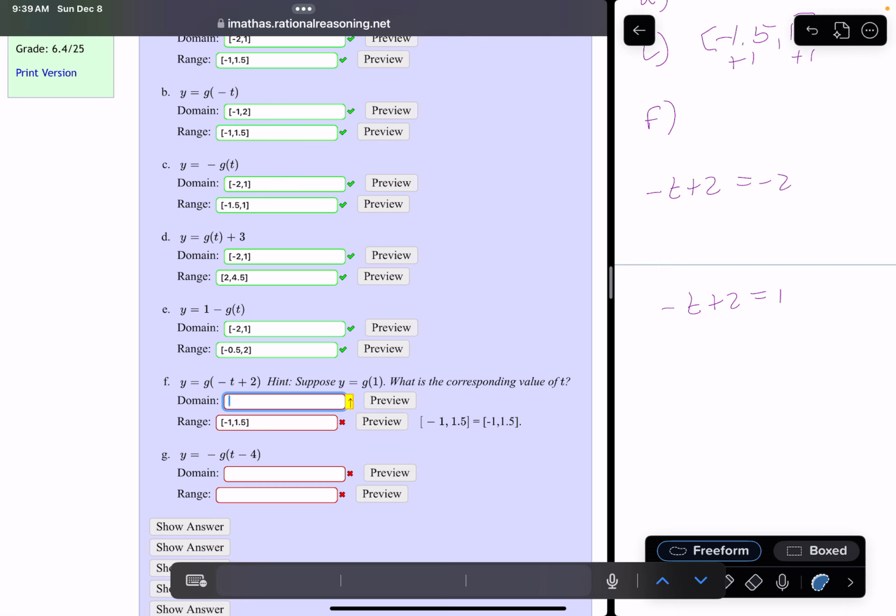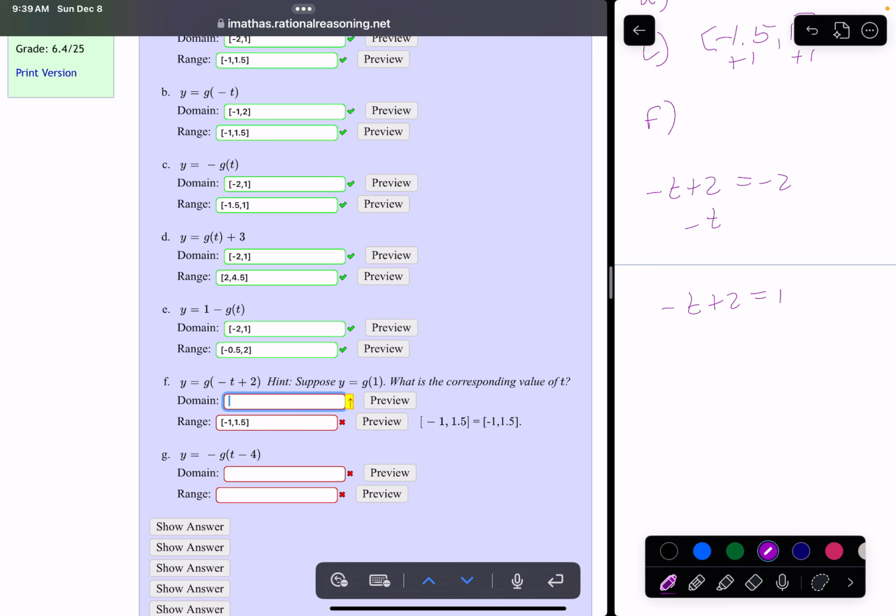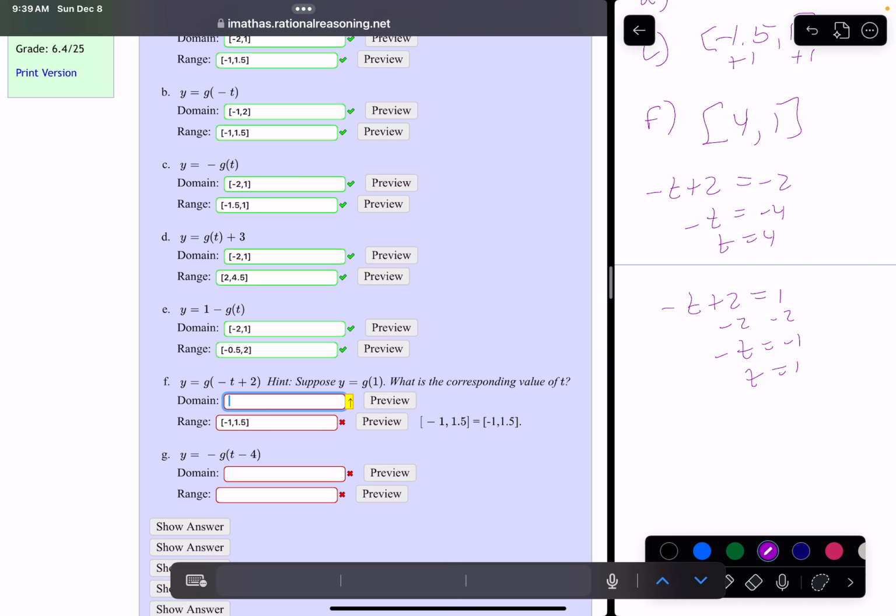Okay, so if I subtract 2 from both sides, I get negative t equals negative 4, so t is 4. So now our domain is going to start at 4. And now here, because I see that negative there, I think it's not going to be in least to greatest order when we're done, so we will fix that. Okay, anyway, we're going to subtract 2 from both sides. We get negative t equals negative 1, so t is 1. Do you see how it's not in least to greatest order? So now just turn it. So our domain would be 1 to 4.